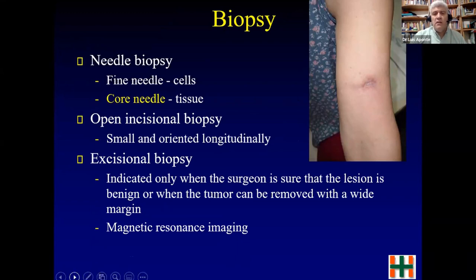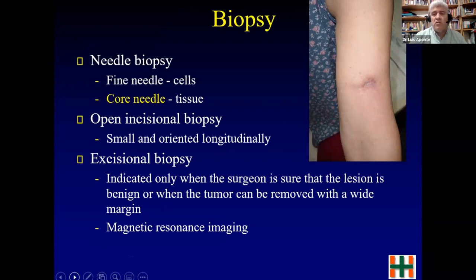So the gold standard is the core needle, because the core needle gives tissue. The fine needle could give cells, but it's not very good for us. So core needle is the best choice. The open incision biopsy should be small.